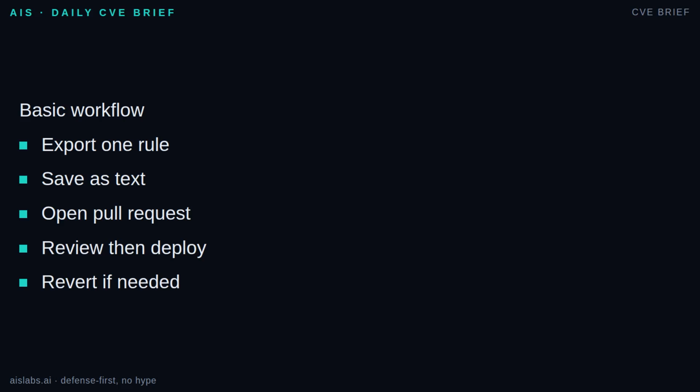Fourth, another defender reviews the logic before deployment. They look for broken field names, dangerous broad exclusions, bad thresholds, and missing context. Fifth, after approval, a controlled process pushes the rule into the SIEM. If the change breaks production, rollback is a Git revert, not a memory exercise.